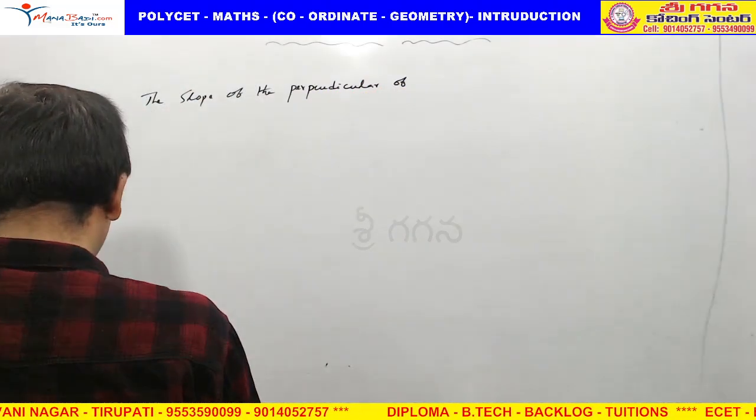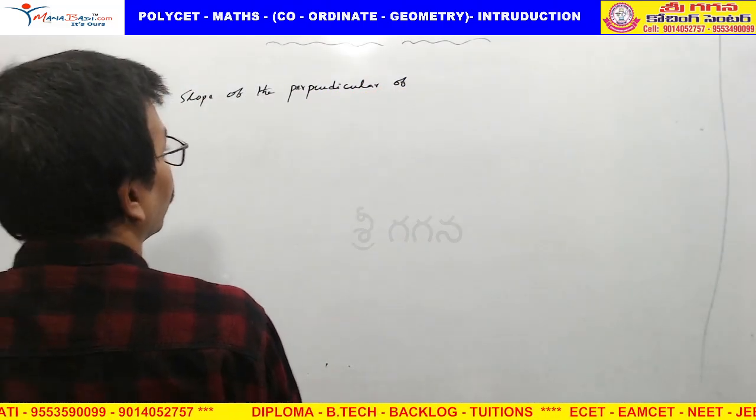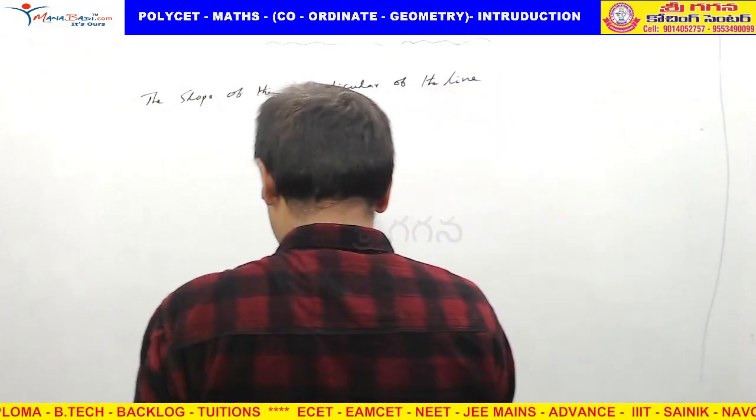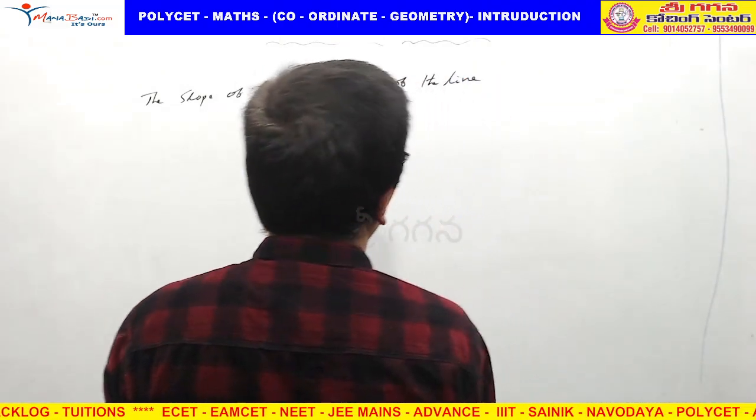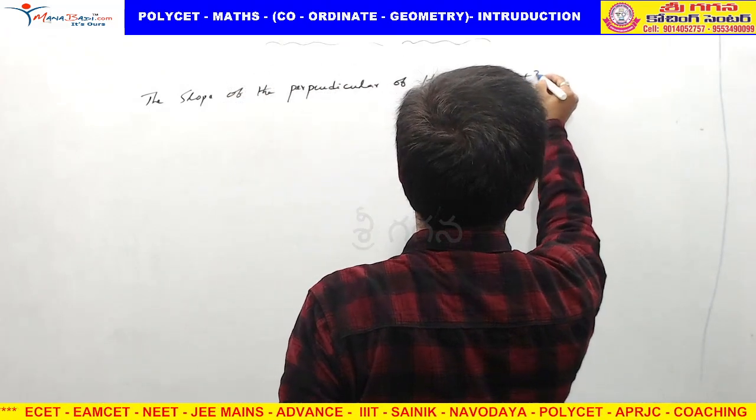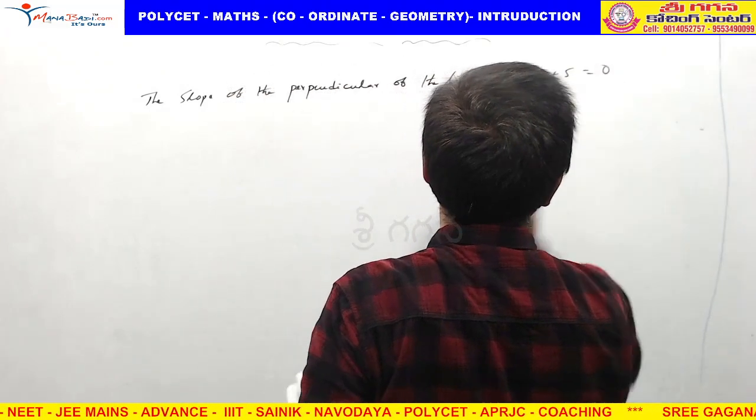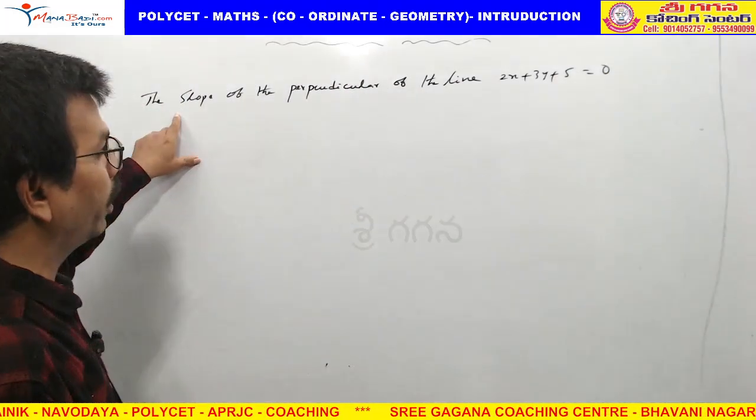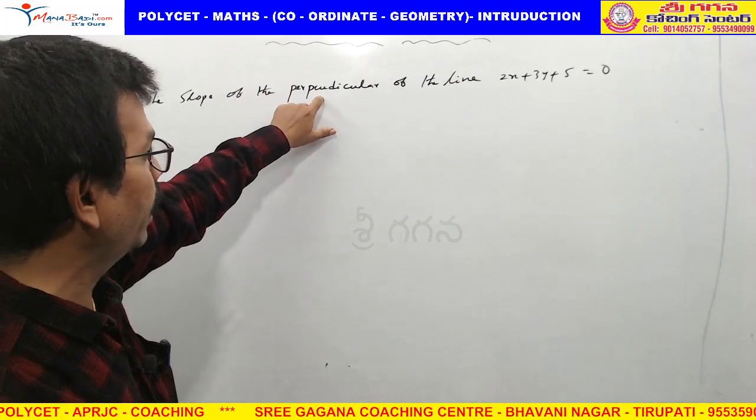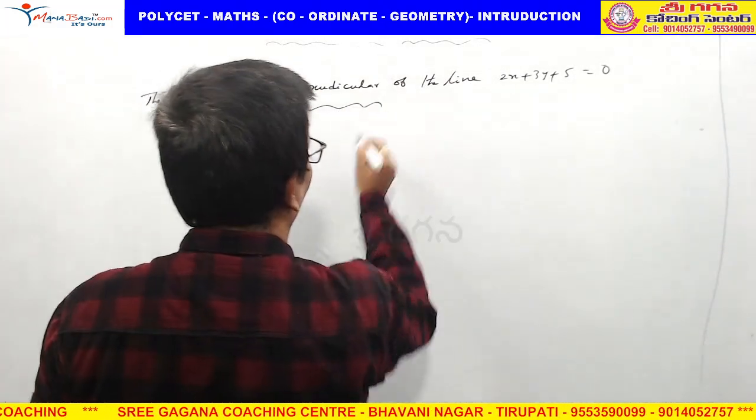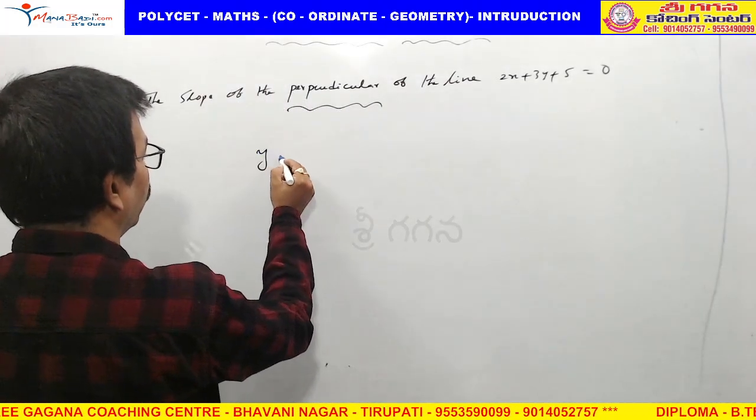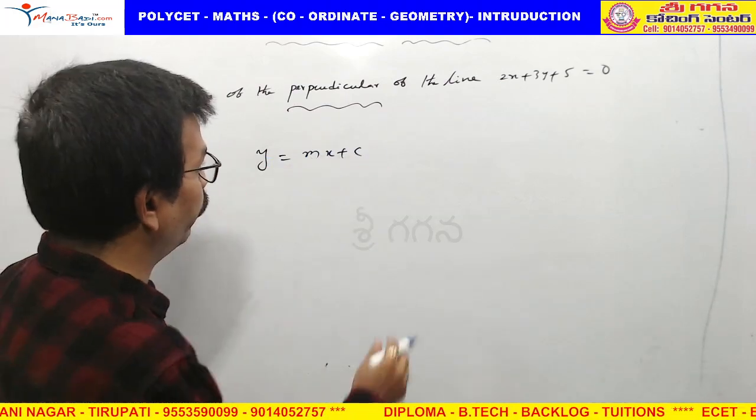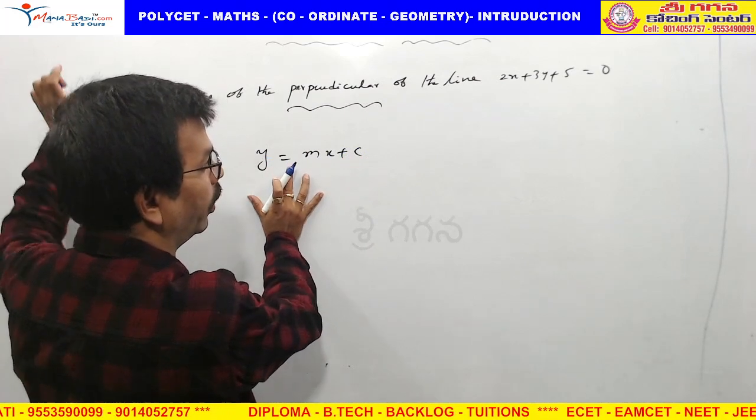Of the line 2x plus 3y plus 5 equal to 0. So 2x plus 3y plus 5 they have given. Question asking, read the question properly: slope of the perpendicular, this is important. So first you have to find, we know already y equal to mx plus c, this is the slope formula. So we first have to convert the given equation into this form, then you will get the answer.